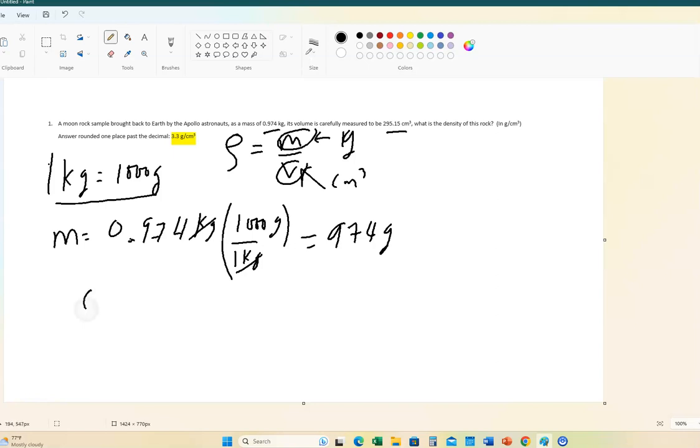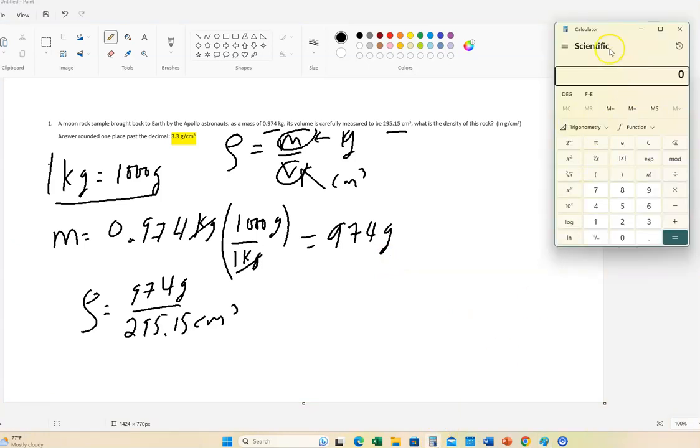So the density is 974 grams divided by the volume, which is 295.15, and it's of course centimeters cubed. Usually, by the way, you're not directly given the volume the way we were here, but anyhow, let's go ahead and do this problem.